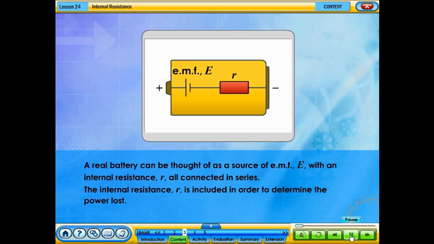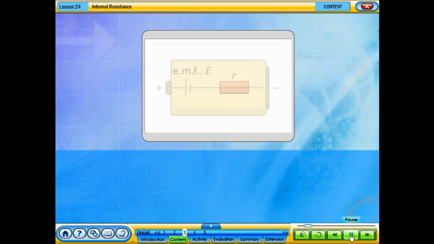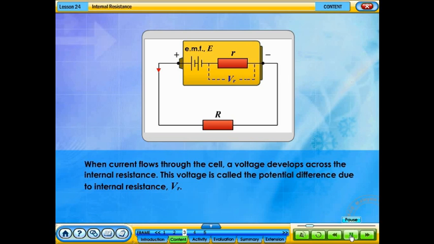A real battery can be thought of as a source of EMF, E, with an internal resistance, R, all connected in series. The internal resistance R is included in order to determine the power lost. When current flows through the cell, a voltage develops across the internal resistance. This voltage is called the potential difference due to internal resistance, VR.